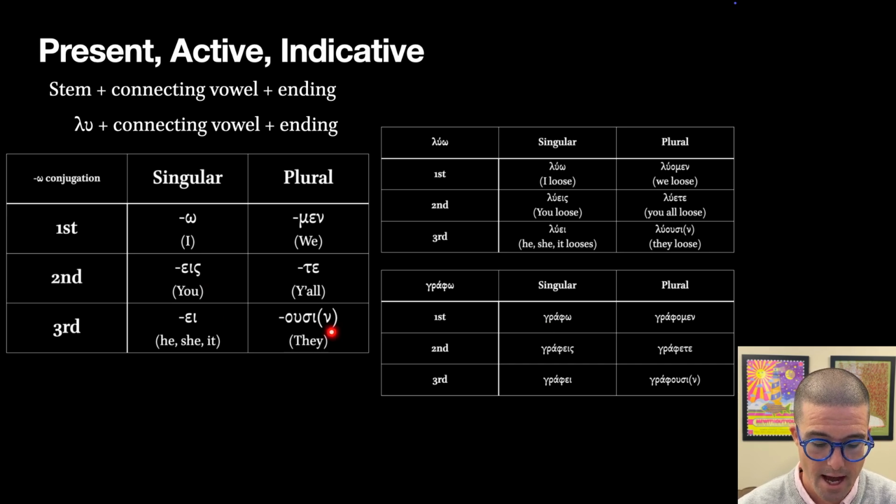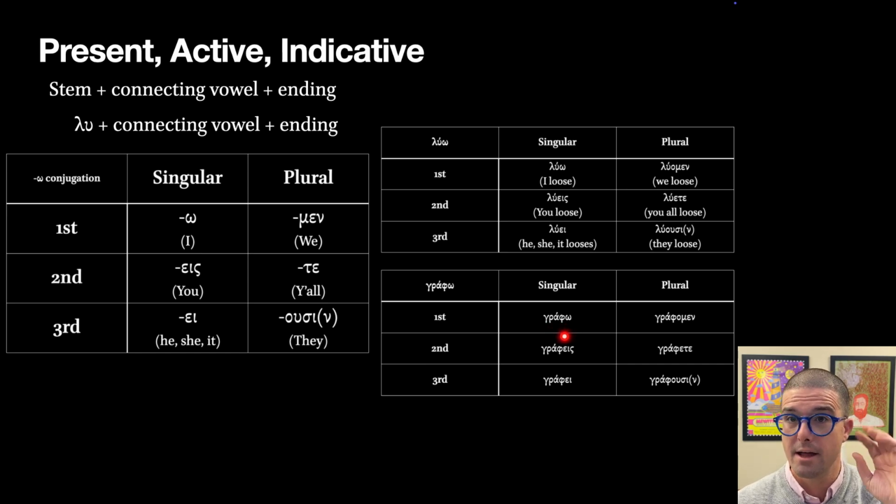In the case of eis, ei, and ousi, these are added directly onto the stem without the connecting vowel. And then in the case of the first person plural and the second person plural, you get that connecting vowel omicron or epsilon in this case, so that you have graphō, grapheis, graphei, graphomen, graphete, graphousi. So if you're trying to figure out who is doing the action of the writing, graphō means I write, that omega is giving us the I, the first person singular.